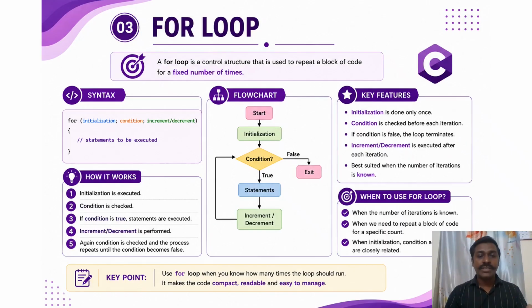The initialization is executed first, and then the condition is checked. If the condition is true, the block of statements will be executed, and then the increment or decrement is executed. Then again it will check the condition. If the condition is true, again this block of statements will be executed, and that will continue as long as the condition is true. When the condition is false, it will come out of the block of code and execute the remaining code.